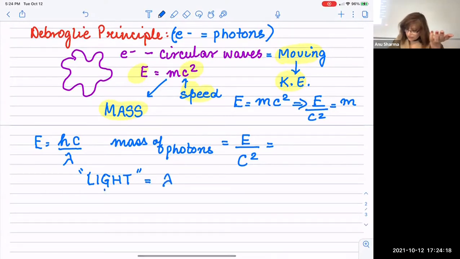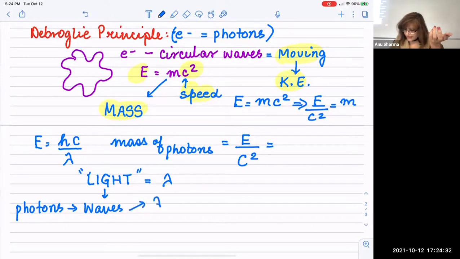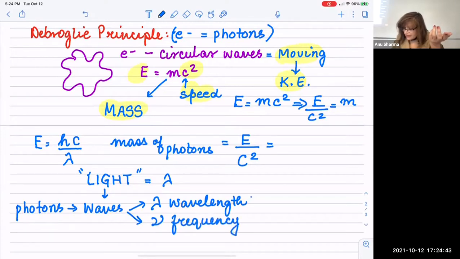Remember, last time we talked about it, light is made up of photons, and these photons move as waves. When they move as waves, they have a wavelength, right? And they also have a frequency. So wavelength and frequency are there. We need to bring that in order to understand the mass of the photon. How do we get that?